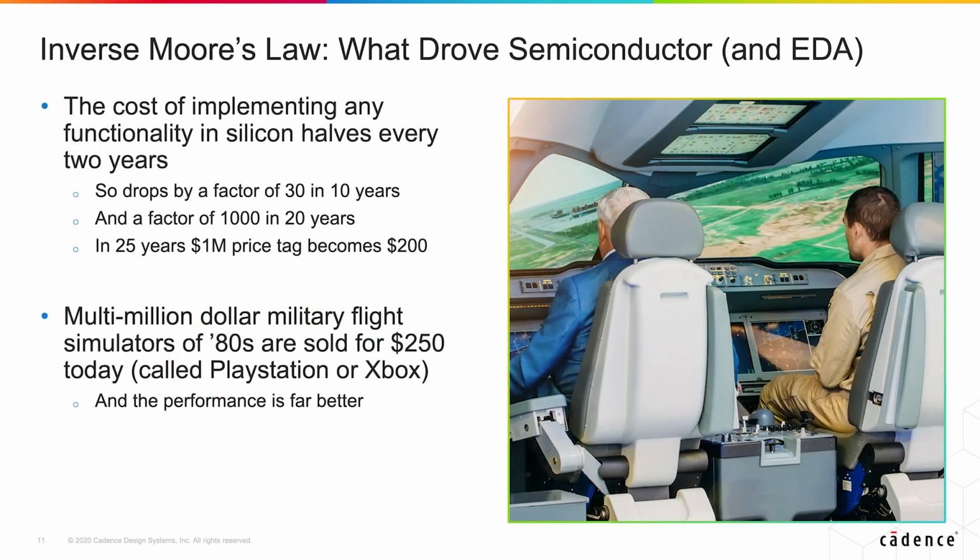But I like to look at what I call the inverse Moore's law, because I think this is what's driven both the semiconductor industry, indirectly EDA, and electronics in general, which is that if you can put twice as much stuff on the same amount of silicon and it doesn't cost much more, then the cost of implementing any functionality in silicon halves every 2 years. So every 2 years it drops in price by a half.